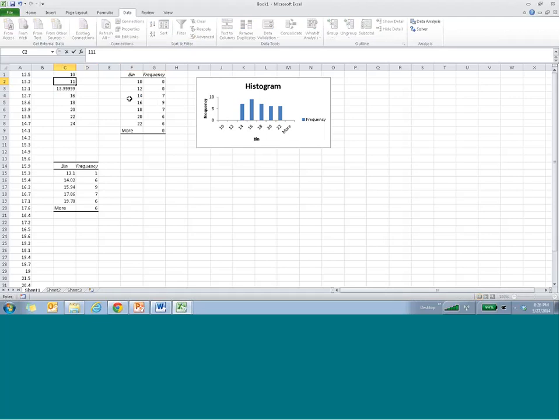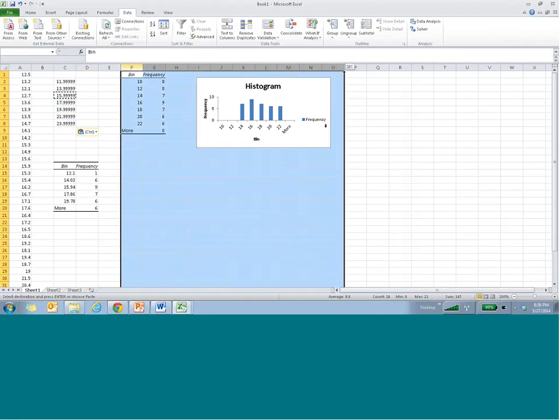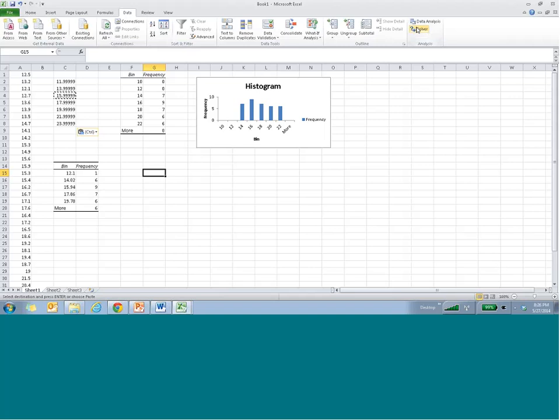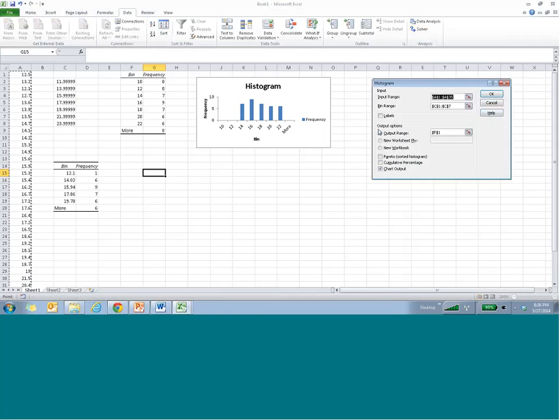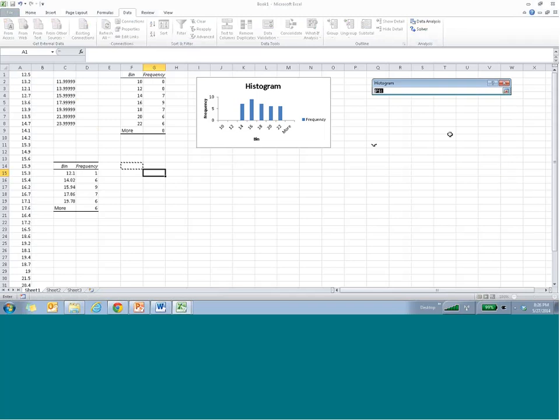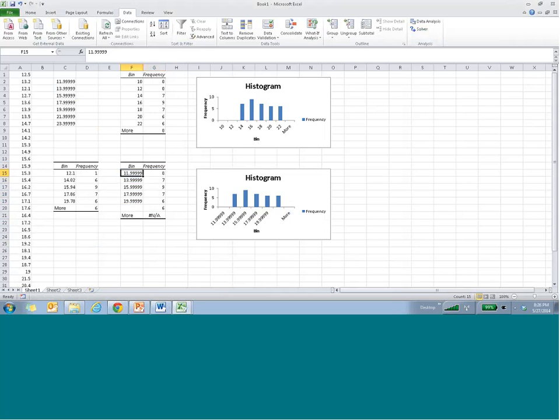So what happens if we do it this way? 11. Think that will work? So let's do this, and then equals that, plus 2. Copy that. Paste it there. No, I'm going to leave that. Data analysis. Histogram. There. So not including 14. Yes, this will work.